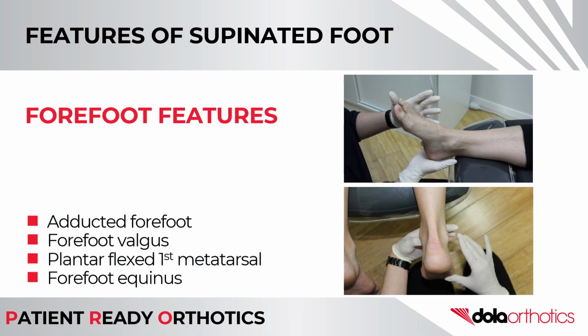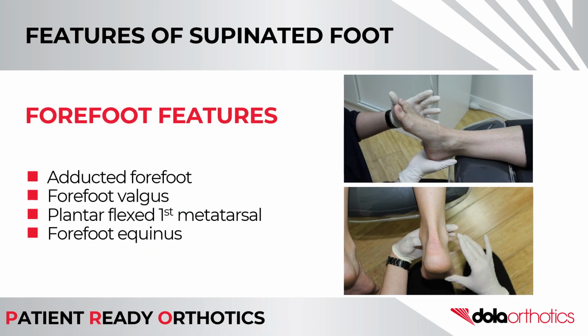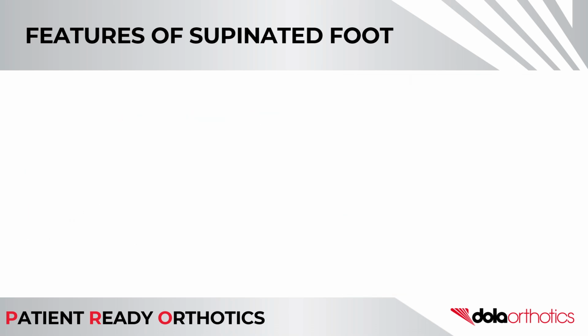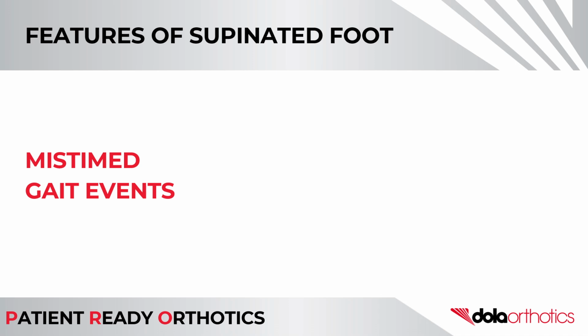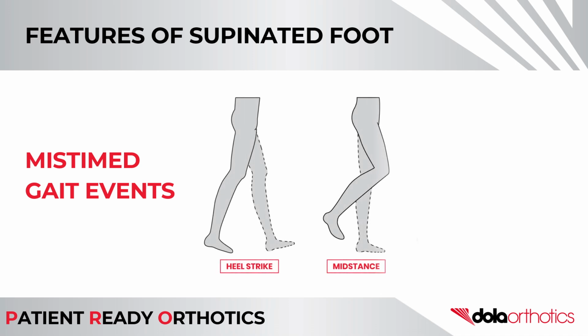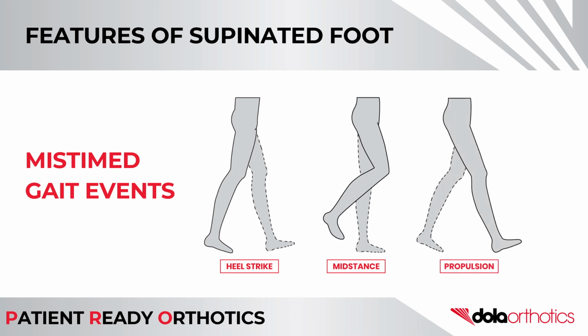On examination of the forefoot, the supinated foot can also present with several features. They include an adducted forefoot, a forefoot valgus, a plantarflexed first metatarsal, or a forefoot equinus. A supinated foot can also present with many mistimed gait events. They can include the previously mentioned poor shock absorption, prolonged lateral loading, a low gear or lateral toe-off, and impaired propulsion and windlass mechanism.